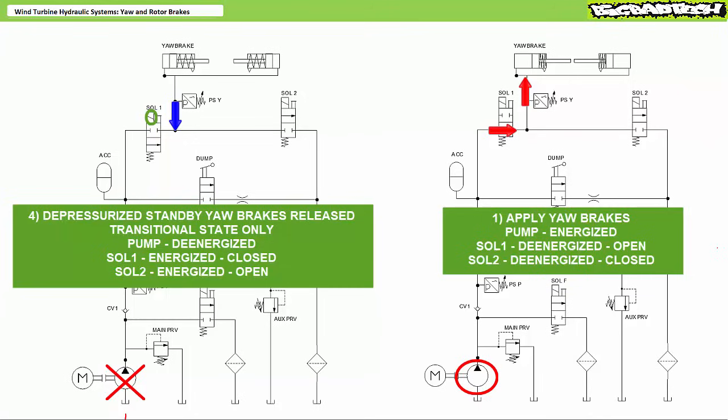In summary, by coordinating the sequenced opening and closure of Sol 1 and Sol 2, and monitoring the status of pressure switches PSY and PSP, the system manages when to apply, when to enter standby, when to refresh, and when to release the yaw brake. Note, a more industrial scale system, rather than using a single brake as I've illustrated here, might be using more than one yaw brake connected in parallel, driven by the same valve set, or several yaw brakes driven by their own independent valve sets actuated simultaneously. Long story short, more brakes means more holding power, which if you remember correctly, was the original intent of the hydraulic system.